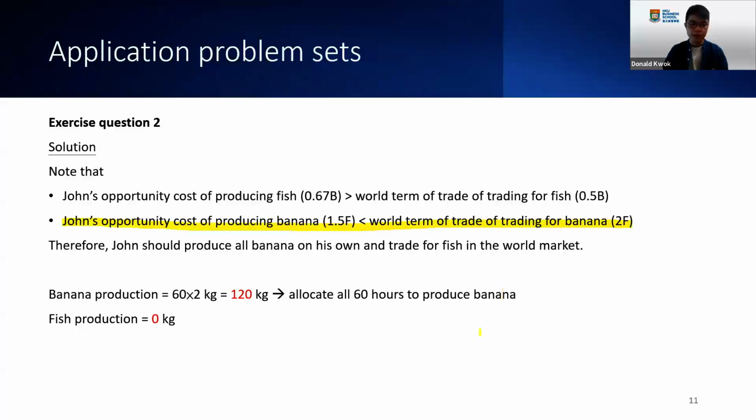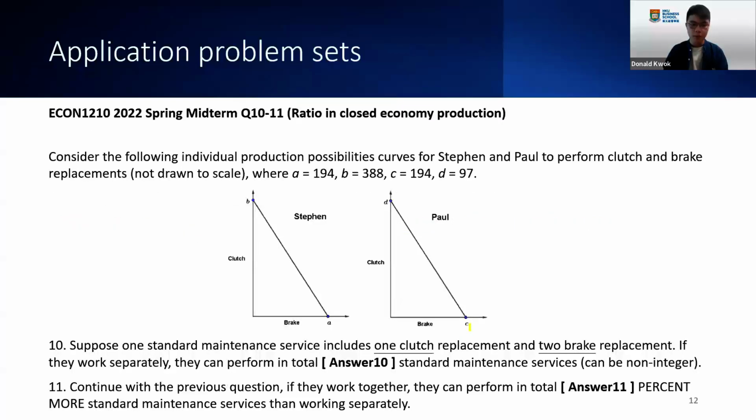All right, so this is the first 2 exercise questions. And we'll move on to the next problem, okay, a past exam problem in this course. So we have the production of Stephen and Paul to perform clutch and brake replacement expressed in this production possibilities curve. In question 10, suppose 1 standard maintenance service includes 1 clutch replacement and 2 brake replacement. If they work separately, what will be the number of standard maintenance services that they can perform?